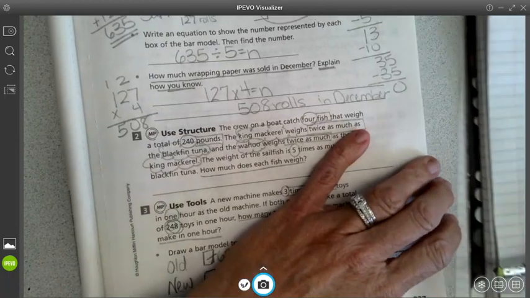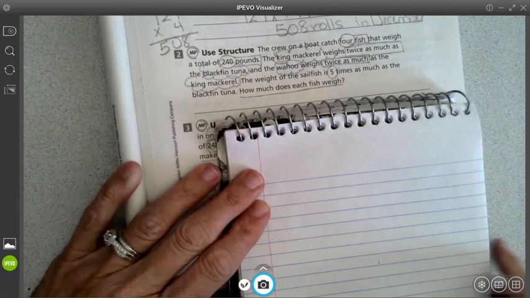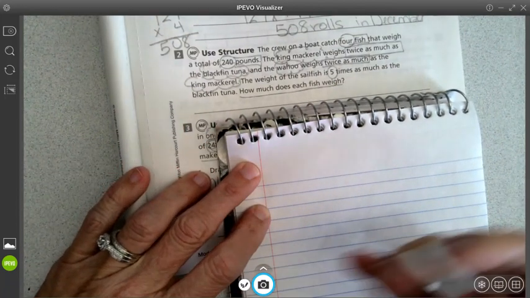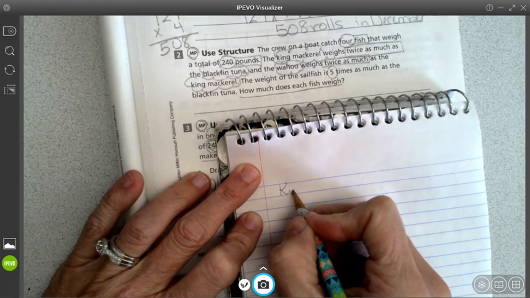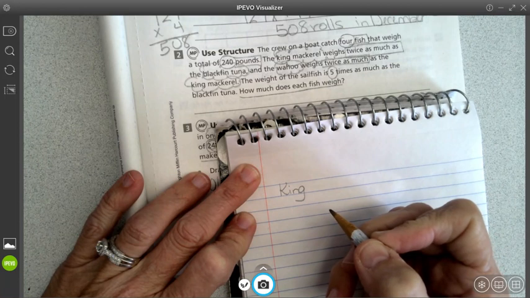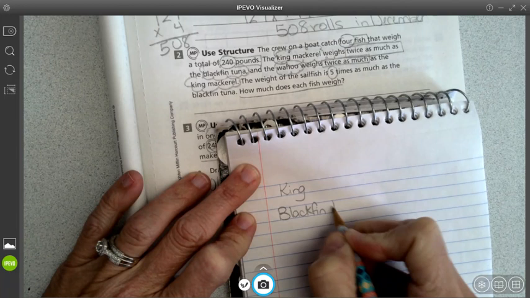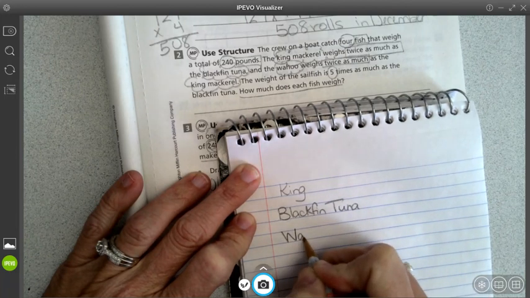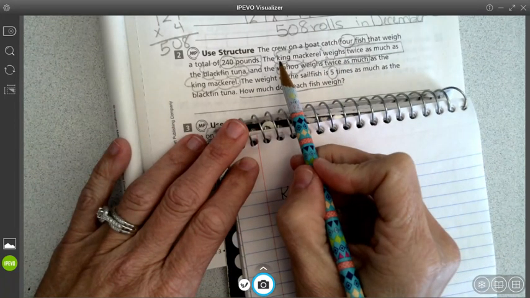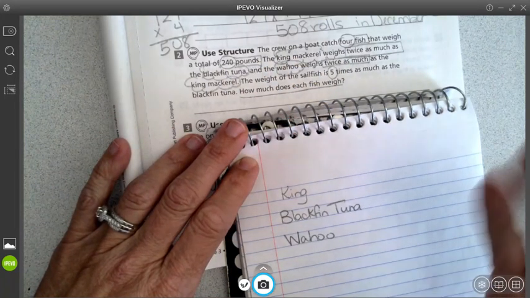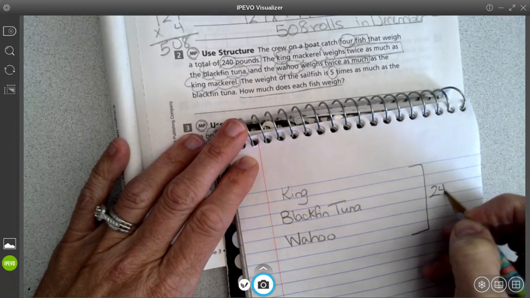So I'm going to go over to the side. I have my notebook here because this is more information. If I'm going to find out the weight of each fish, we've got the king mackerel. I'm going to call him the king. We've got the blackfin tuna. And we've got the wahoo. I sound like Miss Frizzle, don't I? Now, it says all of these together, we've got 4 fish, and they all together have to weigh 240 pounds.